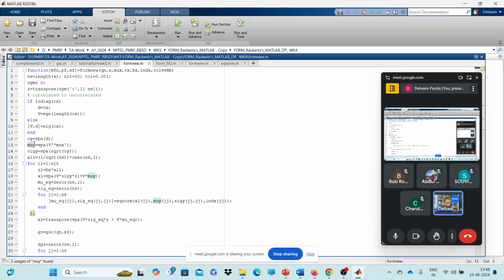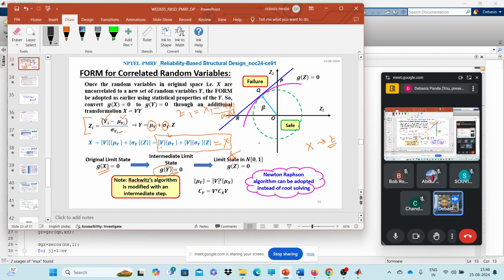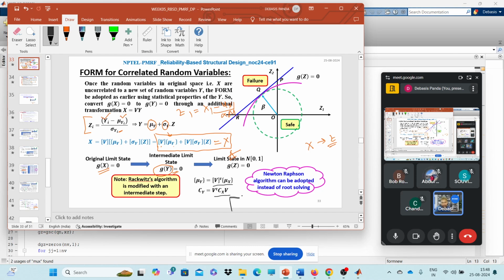Great. Once the eigenanalysis is done, we need to write the parameters in y space. Sometime back we have seen that mu y is V transpose into mu x. And Cy is V transpose Cx into V, and that is nothing but your lambda matrix, that means your eigenvalues matrix.